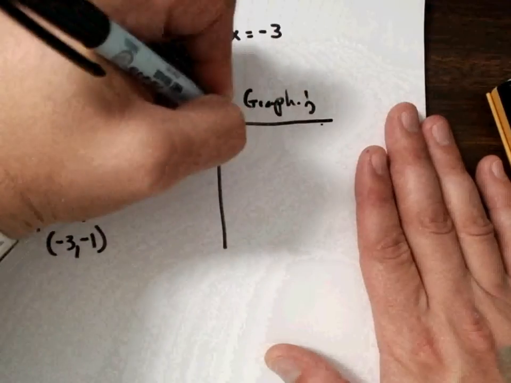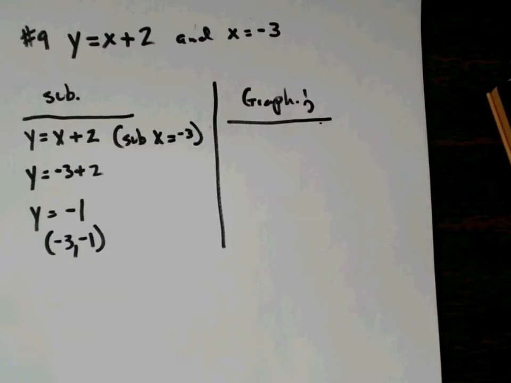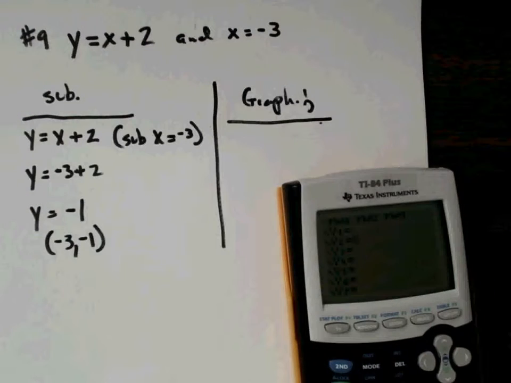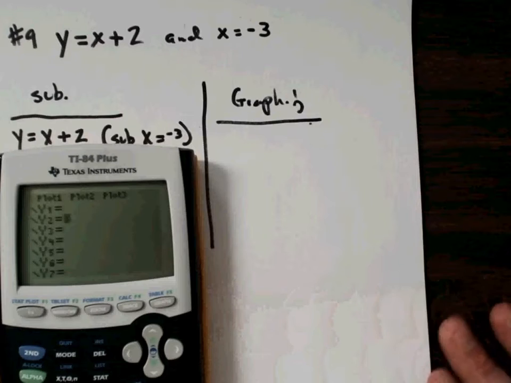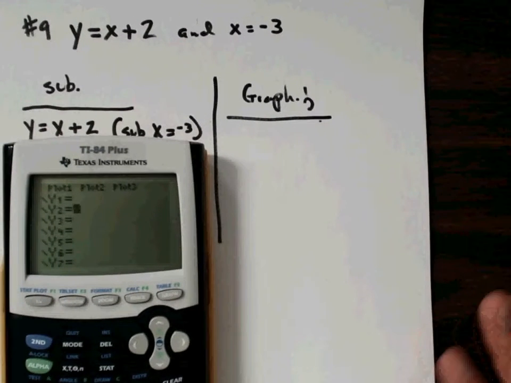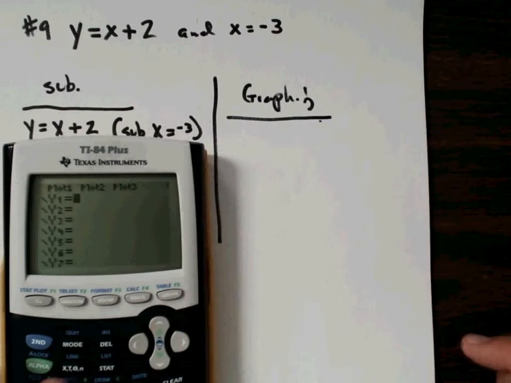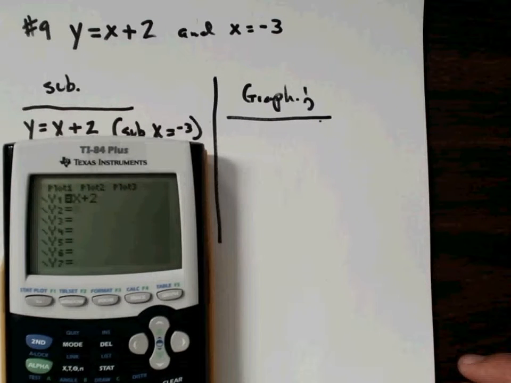Can anybody do this in their calculator? I mean, the x equals -3 would just be going straight up and down, wouldn't it? All right, so can I put these into my calculator right here and graph them? Look at my calculator. You can put the x plus 2. I totally agree. What about the next one? Just like -3? No, I can't do it.